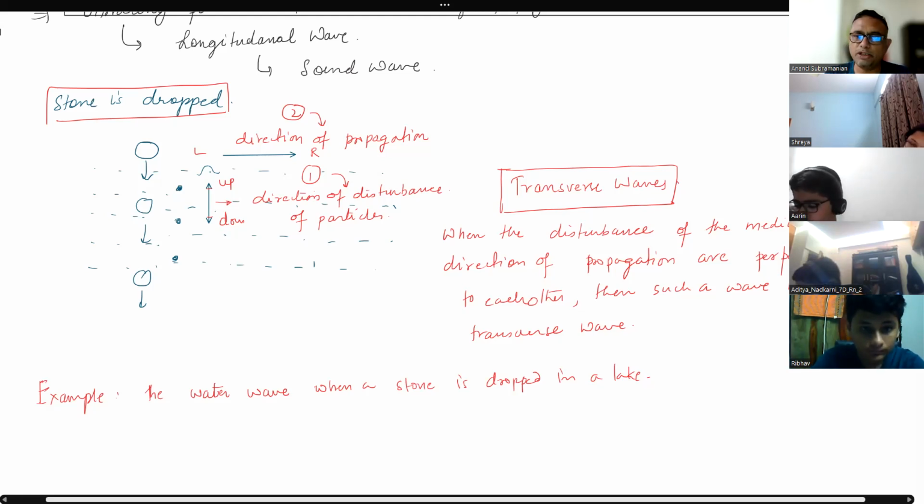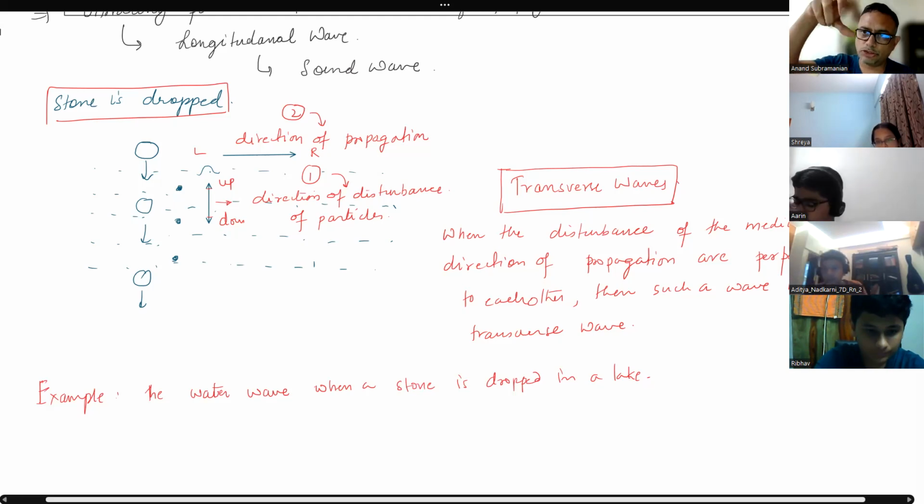So, Aditya, tell me what is a transverse wave? Proper definition. Yes, sir. A transverse wave can be defined as a wave which is formed when the disturbance of the medium and the direction of propagation are perpendicular to each other. Yeah, perpendicular to each other. Give me an example for that. Sir, the ripples formed in the water after dropping a stone in a lake.